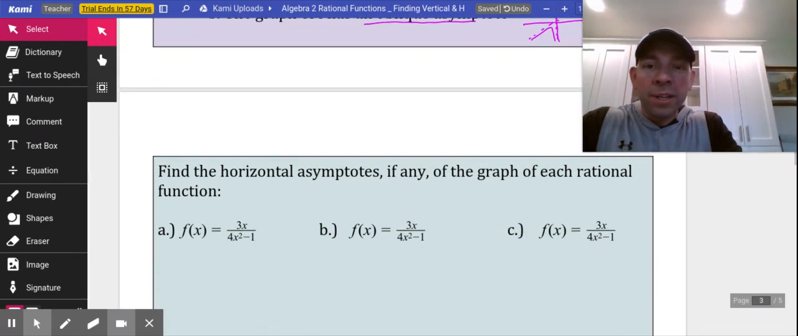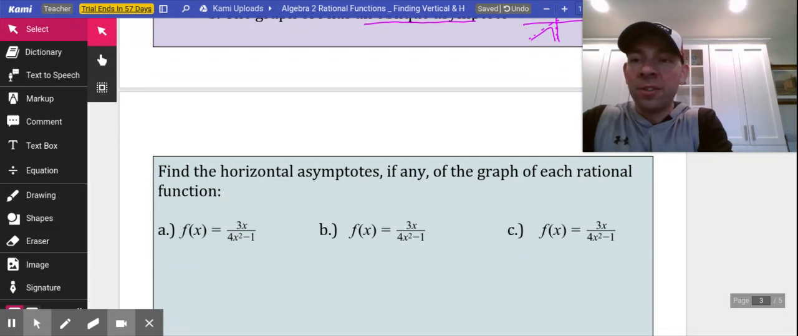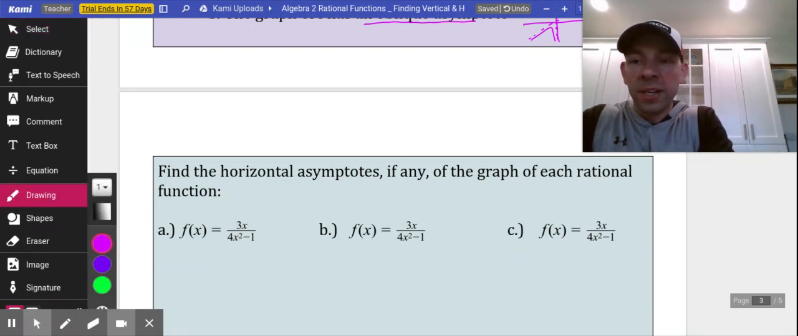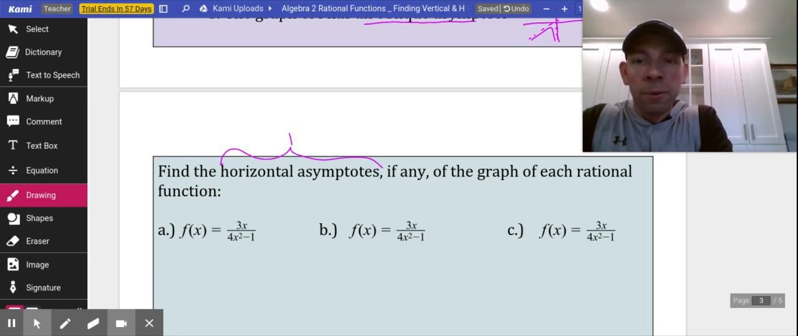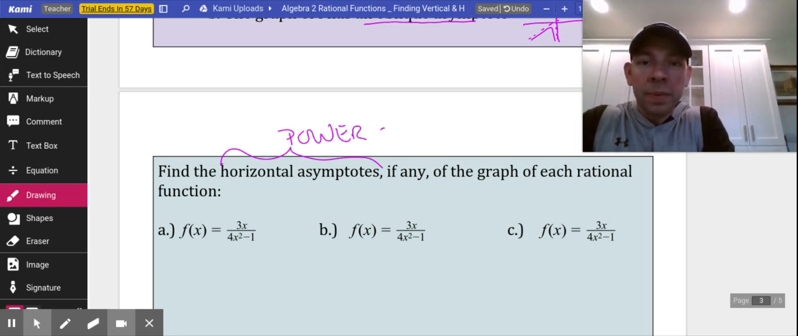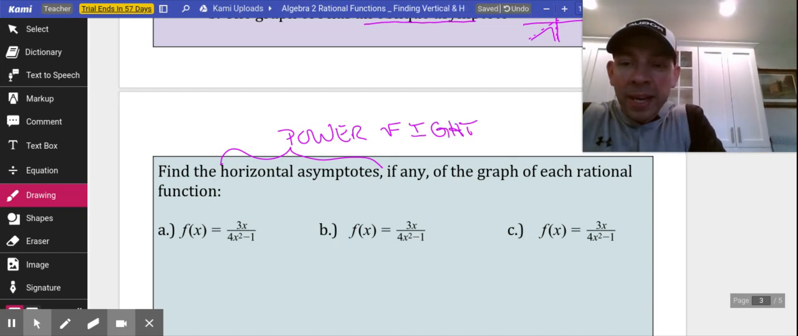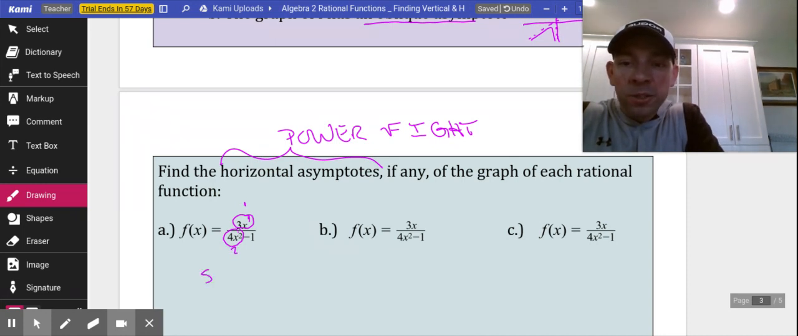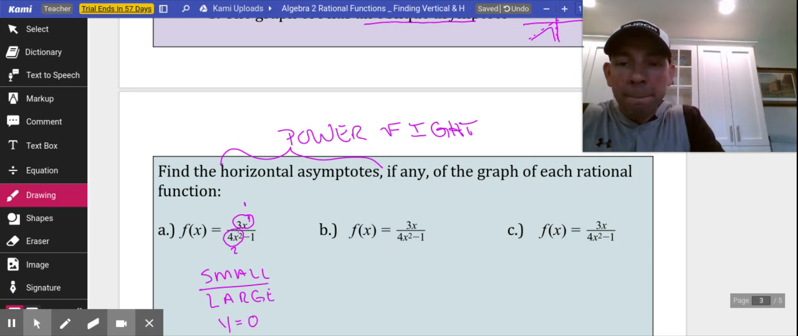I'll tell you what, we're going to see some wild functions before it's all said and done. Okay, so let's work on practicing our horizontal asymptotes. And the moment we say horizontal asymptote, I want you to think power fight. Compare the degree of the numerator to the degree of the denominator. So what we've got here, my numerator has a degree of 1. That's the exponent. My denominator has a degree of 2. This is what we call small over large, and that automatically means that there's an asymptote at y equals 0.